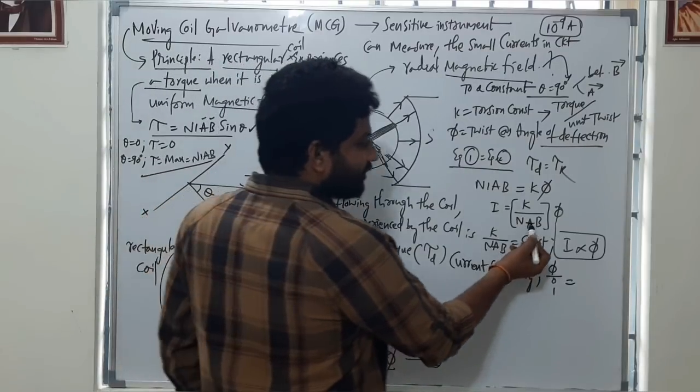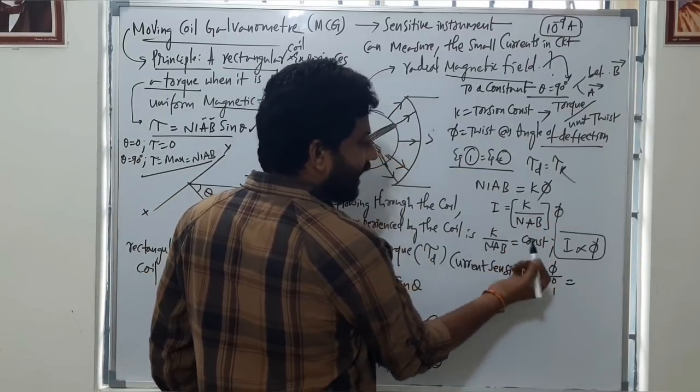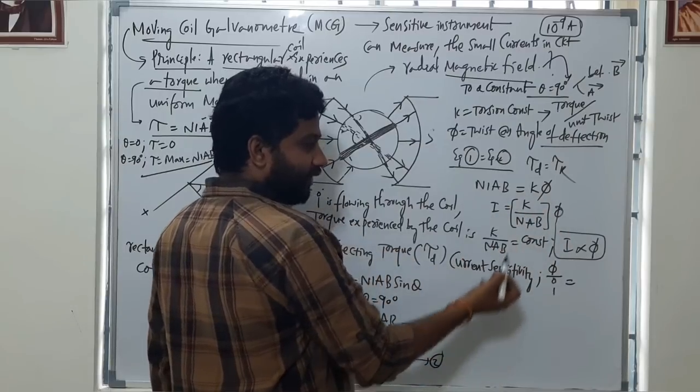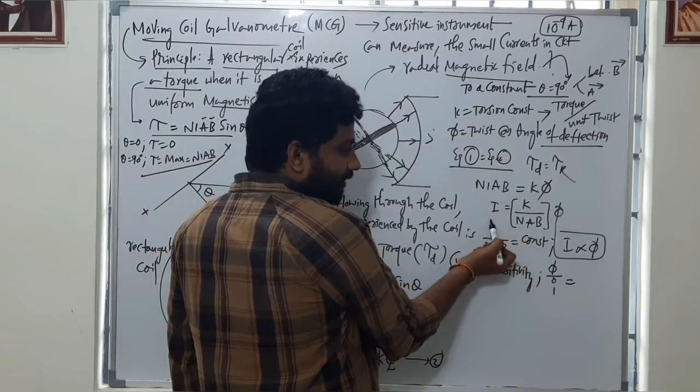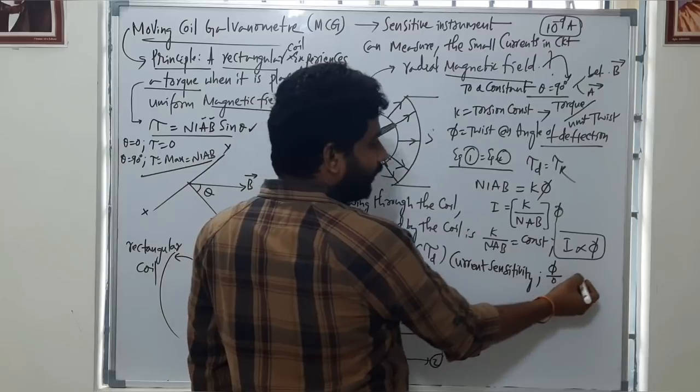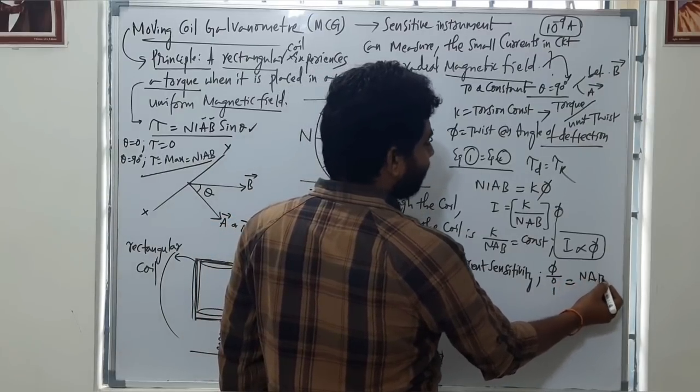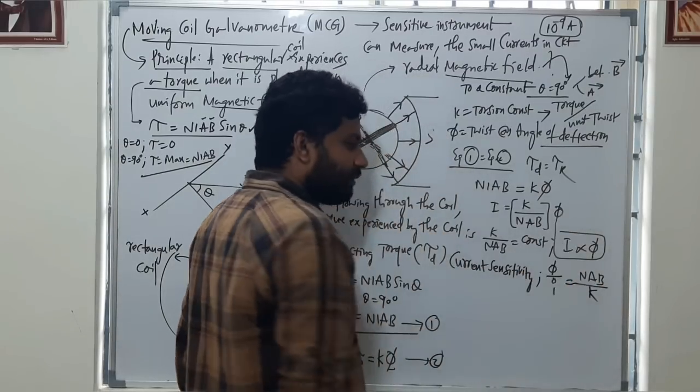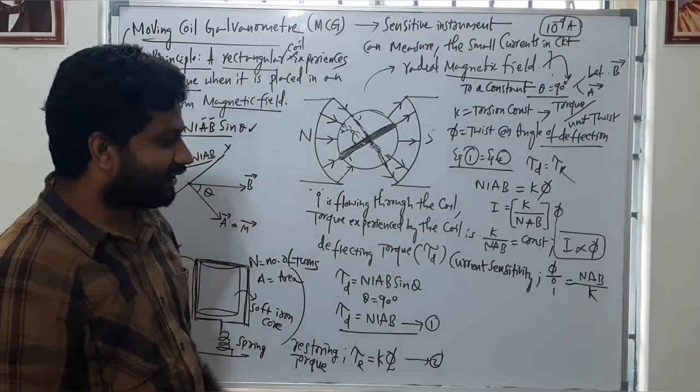So from this I can write phi by I, right? From this itself I can write phi by I. So I by phi is equal to K by NAB, so phi by I is NAB by K. Okay, this is current sensitivity.